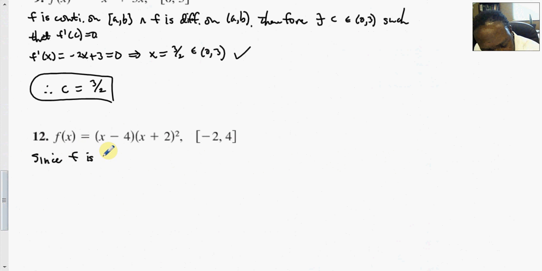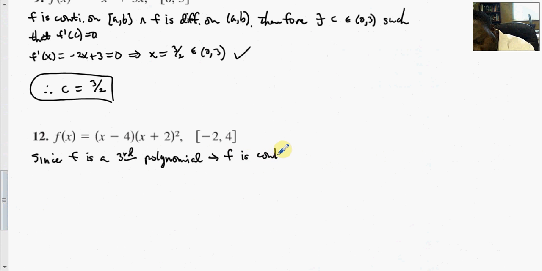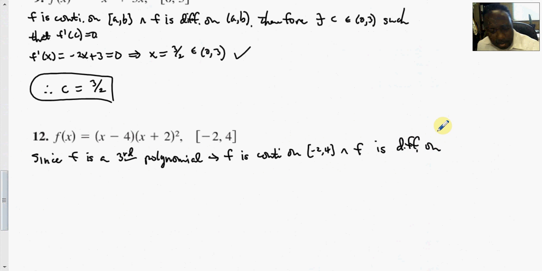Since F is a third degree polynomial, this implies that F is indeed continuous on the closed interval from negative 2 to 4, and F is differentiable on the open interval from negative 2 to 4.